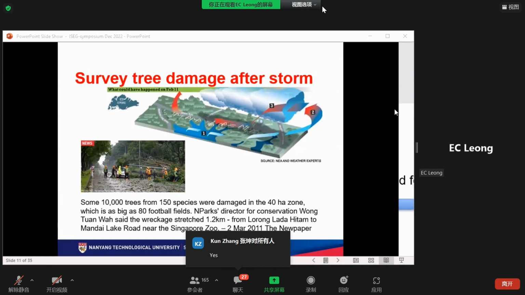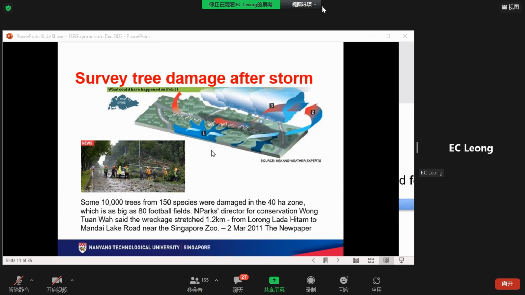If we approach by surveying tree damage from a storm, we wait for the storm to occur, get reports of tree failure, and quickly move on to the site to actually survey. Sometimes this is an impossible task. For example, the storm that happened on 2nd March 2011 was a freak storm. About 10,000 trees from 150 species were damaged in a 40-hectare zone. This area is very large, as large as 80 football fields.